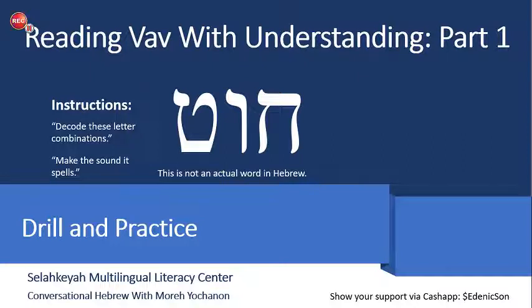We have chot. How do we have chot? The chet makes a ch sound, the vav makes an o sound, and the tet makes a t sound. Ch, o, t, chot.